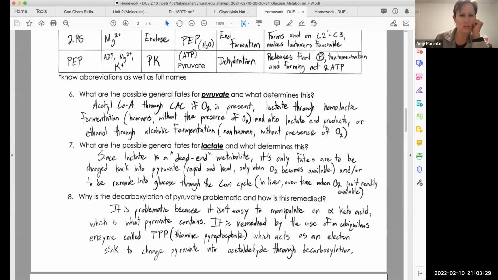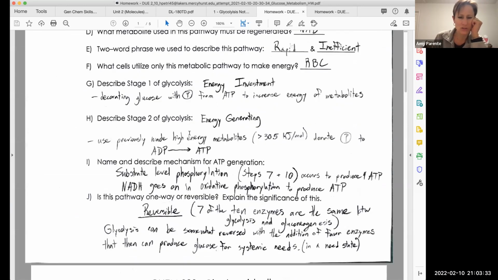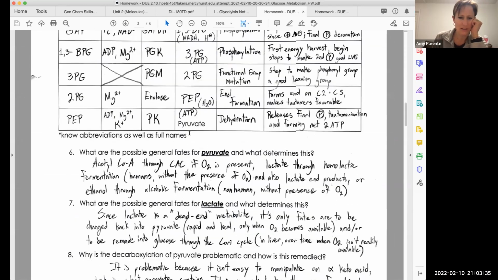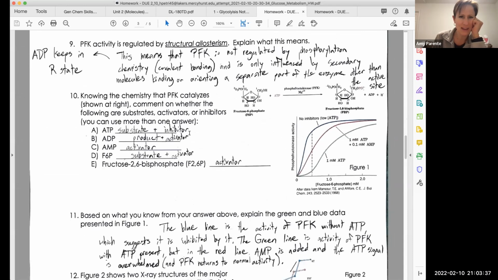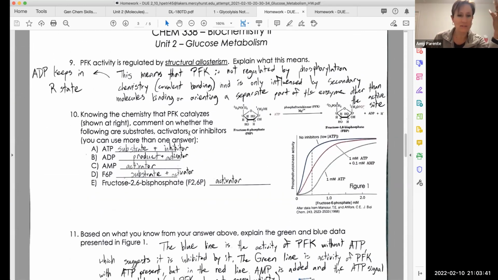Let me open this up here, and I'm going to share my screen. All right, so do you see this homework sheet here? This is a student from last year, and I'm going to get to the question that talks about regulating PFK. Actually, there's a couple of questions here, so let's go through this part of the homework, even though it's a little out of order.